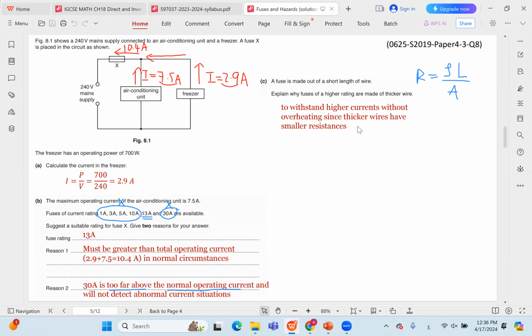So we want a thicker wire so that it would have a smaller resistance, because if it has a smaller resistance, this means that there is less danger of overheating. So this is the idea. Thicker wires have smaller resistances and they can tolerate higher currents without overheating.